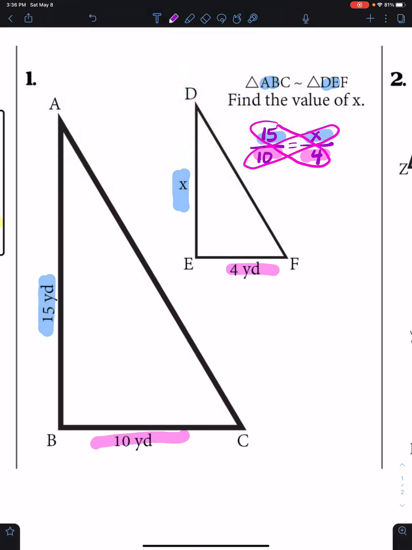Then you just use cross products to solve. So 10 times x equals 15 times 4. So 10x equals 60. And then since x is being multiplied by 10, the opposite is divide by 10. I find that the missing side is 6. So that means that this side has a length of 6.